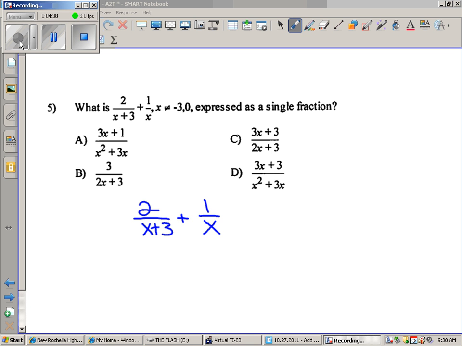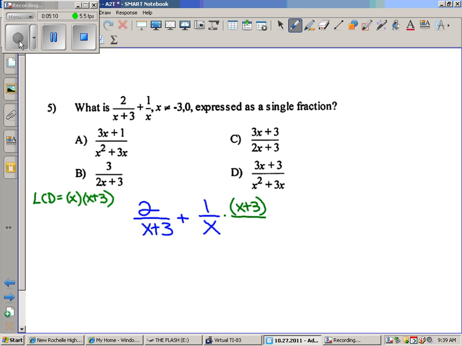Guys, what is the LCM of this fraction? What's the least common multiple of the denominators? The least common multiple of these two denominators, the least common denominator, is x times x plus 3. You see that? This one we're going to multiply by x plus 3 over x plus 3. Guess what we're going to multiply the other one by? By x over x.